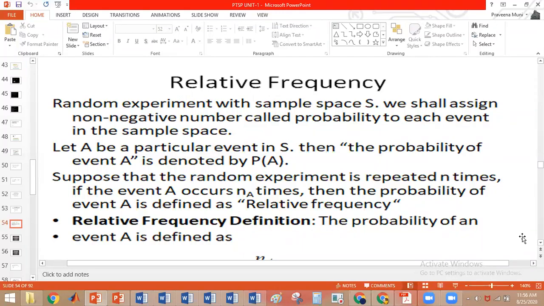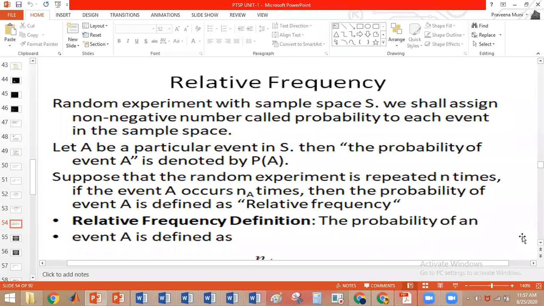In 20 times, how many times did I get a head? That gives you NA, the number of times that particular event occurs, divided by how many times the experiment was done. I have done the experiment 20 times. That gives us the probability. For a random experiment with a sample space, we assign a non-negative number called probability to each event in the sample space. The probability of each event will always be a non-negative number, so the value will be between 0 and 1.